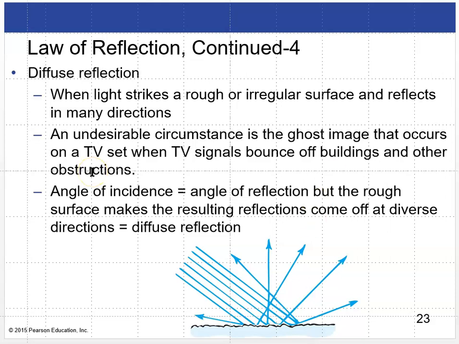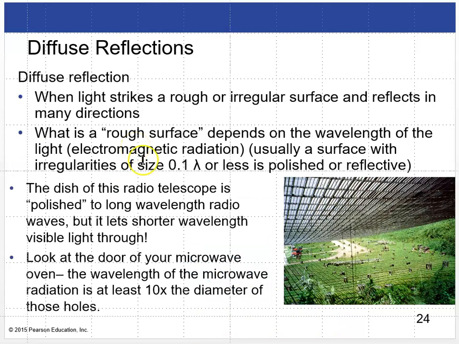Well, then you've experienced this. Old-fashioned ghost images that would occur in old-fashioned over-the-air TV. Not so much likely to see that anymore, but you can still see it in radio. Now, what is a rough surface? It actually depends on the wavelength of the light. Usually, a surface with irregularities of size less than 1/10 of a wavelength is polished or reflective.